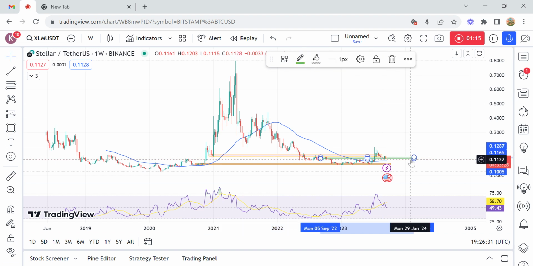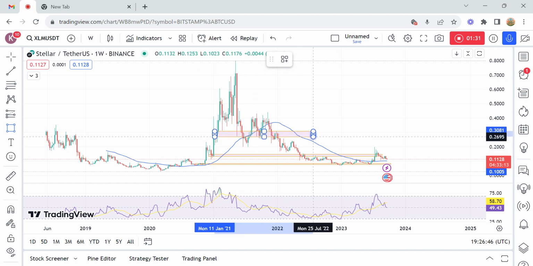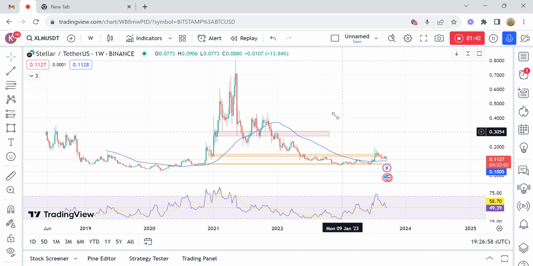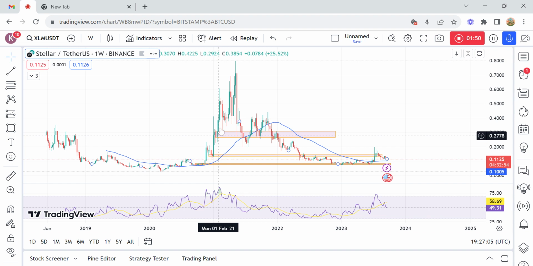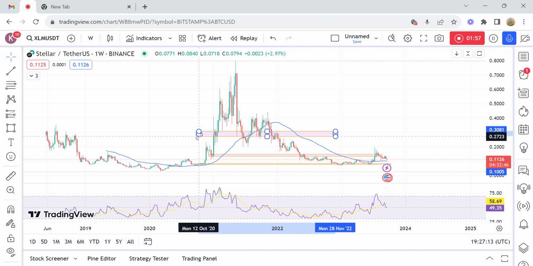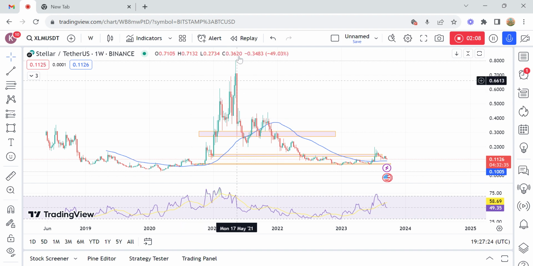Let me delete this green box. This is also another order block. So these are the key levels we are looking at for now. It was at this point that the market turned bearish.